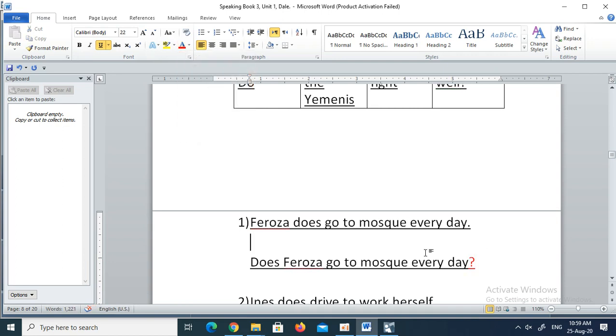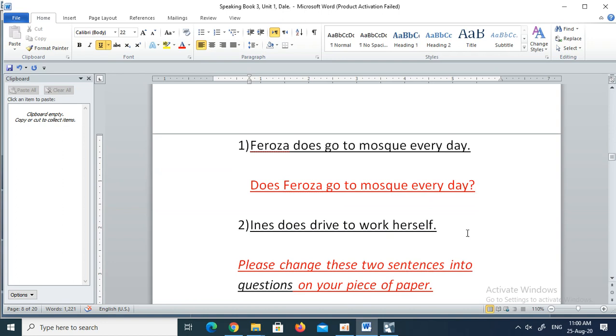All right, so where this word does came second in the statement, in the question, it comes first. Where this word Feroza came first in the statement, in the question, it comes second. And where we had a full stop at the end, we now have a question mark. So your answer should read, does Feroza go to mosque every day? And your answer should have a question mark at the end.